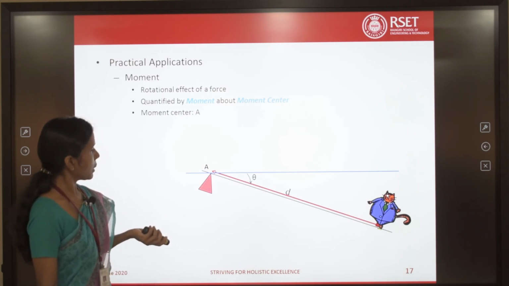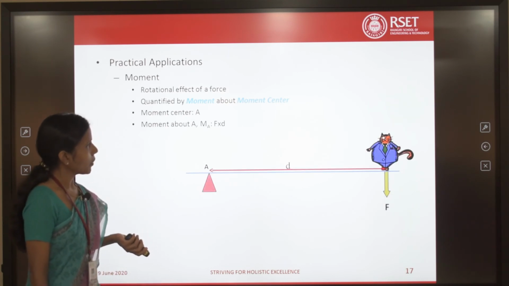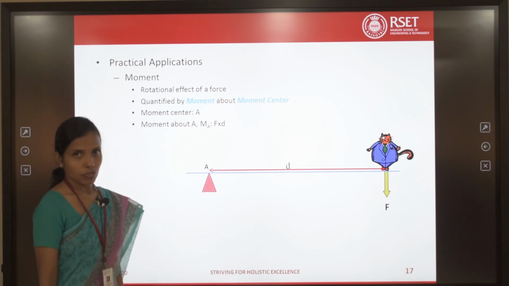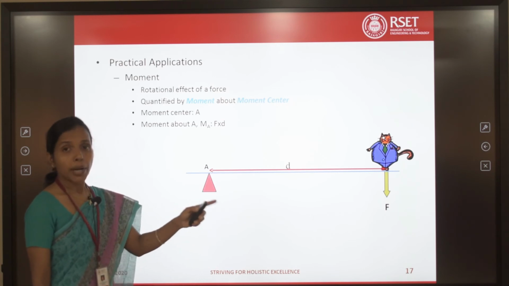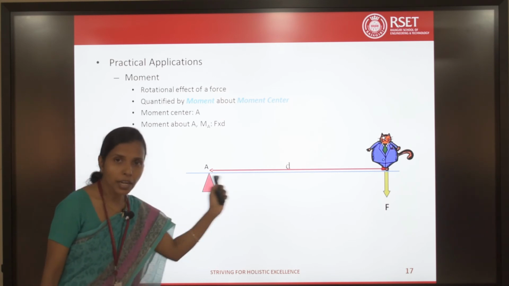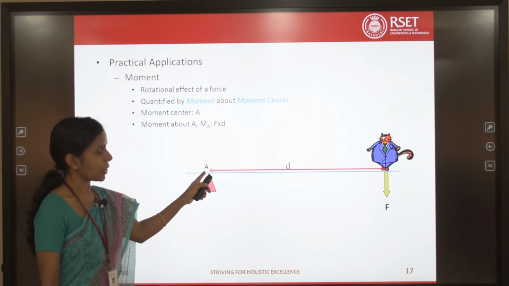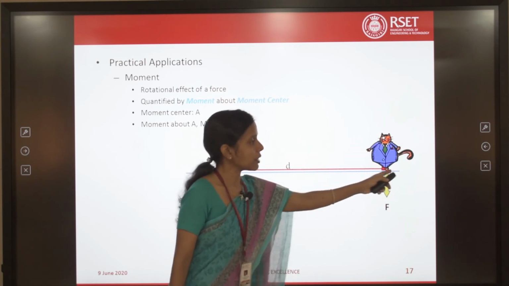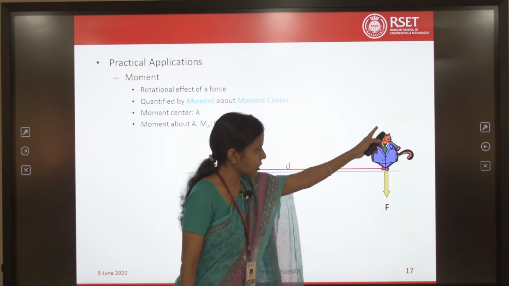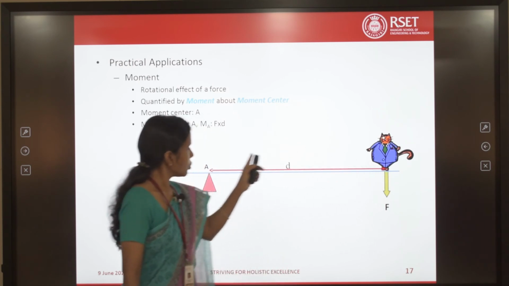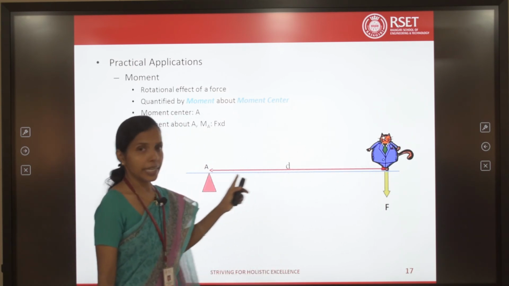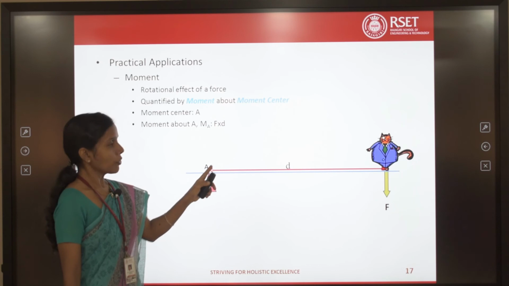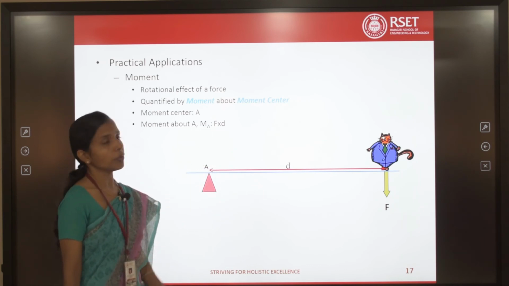I have taken the moment center as A, and the moment about the point, MA, is equal to force into perpendicular distance. Moment is defined as force multiplied by the distance perpendicular to the line of action of the force, towards the moment center. This is the line of action of the force. Perpendicular means the horizontal direction here. In the horizontal direction, from the line of action of the force towards the moment center, the distance is d. Then I will say that the moment about the point A of the force F is given as F into d.